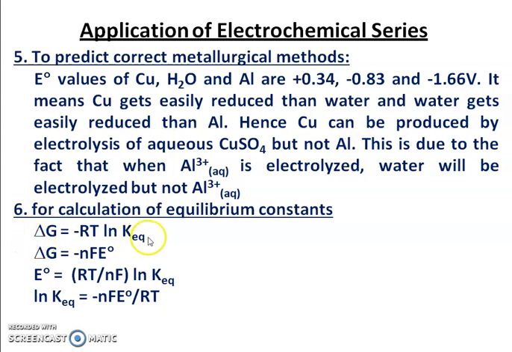Now the final application of the electrochemical series is that we can calculate the equilibrium constant for any redox reaction provided we know the electrode potential values. So delta G is equal to minus RT ln K, where K is the equilibrium constant, and here delta G is minus nFE0. From these two equations we can correlate the E0 value with the equilibrium constant. By this equation, ln K is equal to nFE0 divided by RT, where n stands for the number of electrons involved in the redox reaction, F is Faraday's constant, E0 is the electrode potential value, R is the gas constant, and T is the temperature in Kelvin.